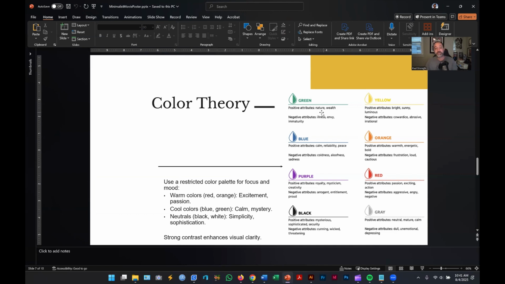So green is positive. It's definitely with nature. Bright, sunny, and luminous is yellow. Red is passionate, exciting, and action. Red is the first color the brain recognizes. That's why we have stop signs and red lights. Black, gray, and white are called neutral colors, but they do have meanings in how they're used. Okay. Royalty for purple, calm and peace is blue. So keep in mind, warm colors are passion and excitement. Cool colors are calm and mysterious. And neutrals, simplicity and sophistication. All right, so be aware of that.